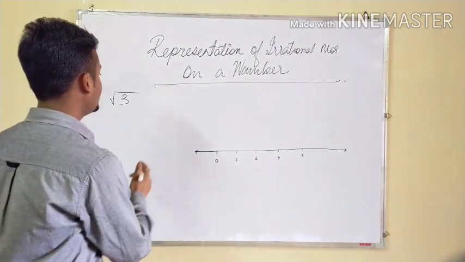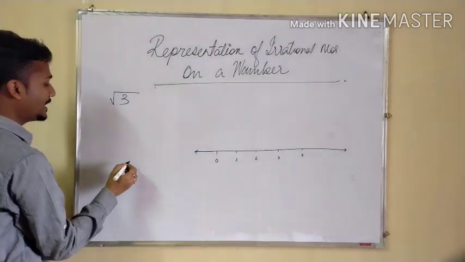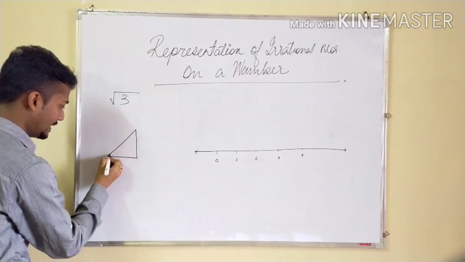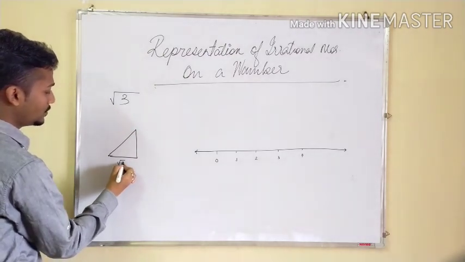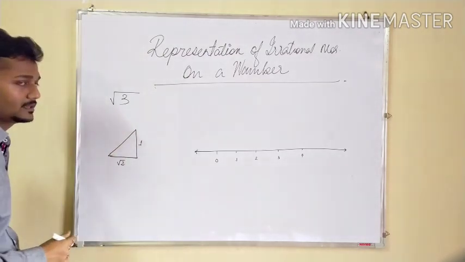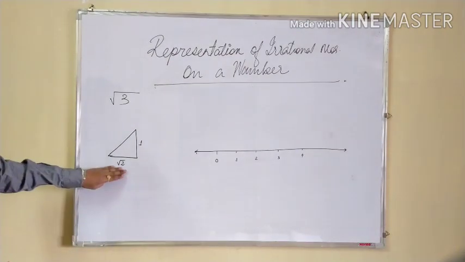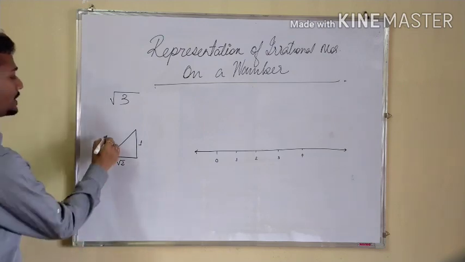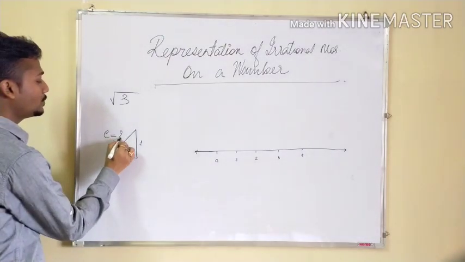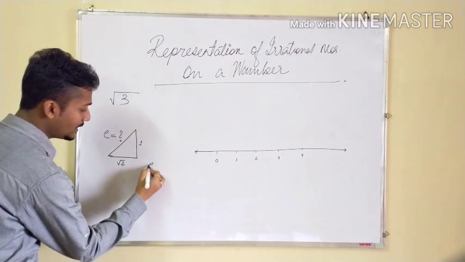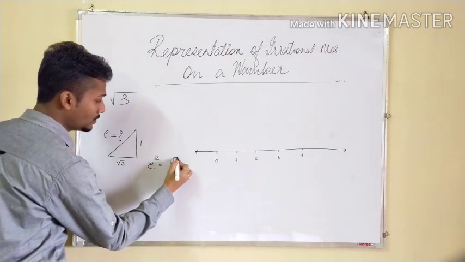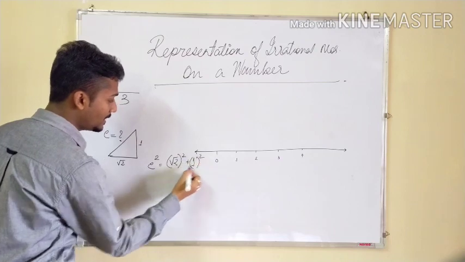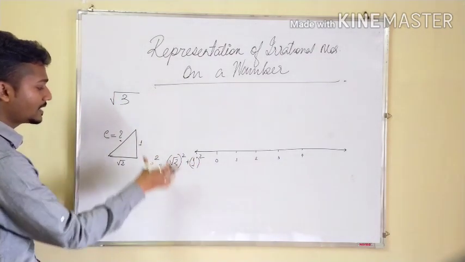At first, before drawing root 3, look here. This is another right angle triangle I am taking. Say for instance, the value of this portion is root 2 and the value of this portion is 1. What will be the value of this? Let me take it to be c. So what do we get? C square is equal to root 2 whole square plus 1 whole square is equal to, I will try to find out the value.